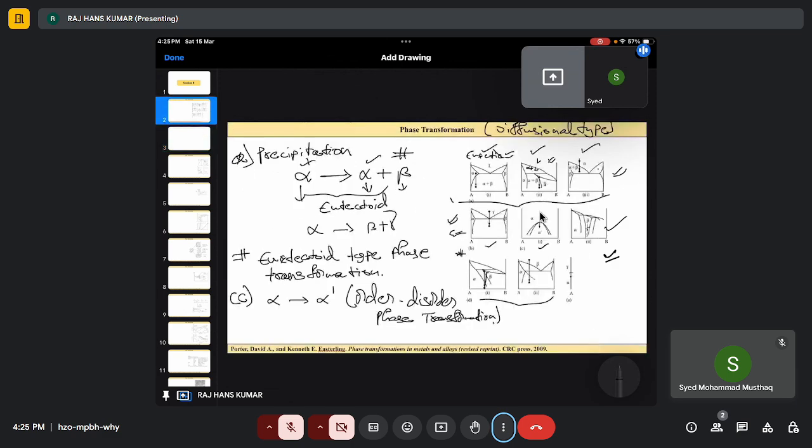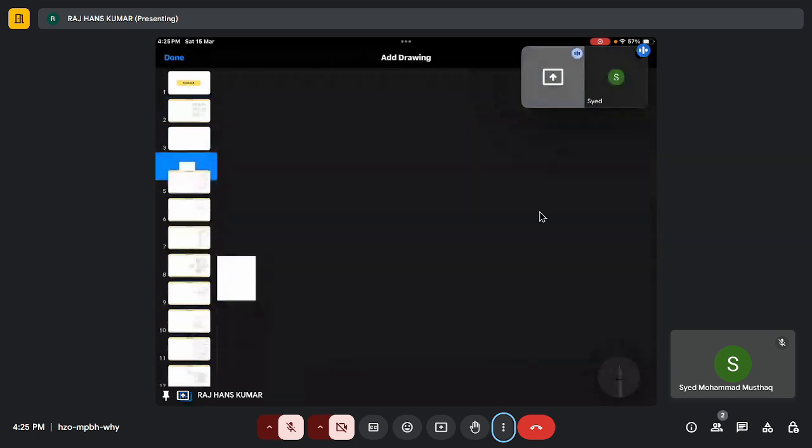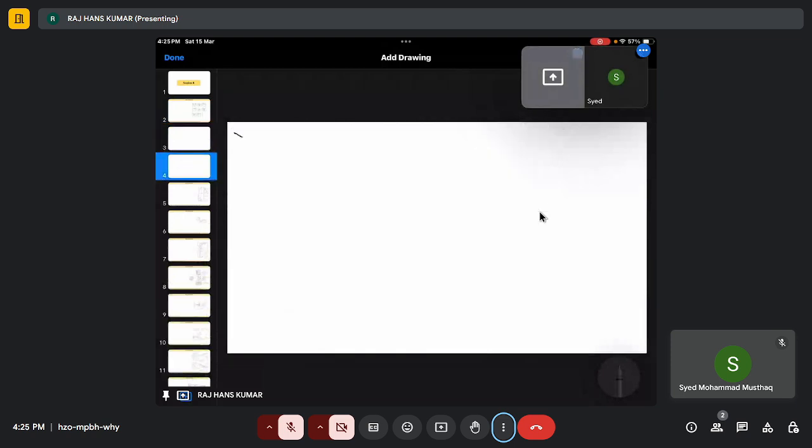The last one is gamma to alpha, and these are only for pure ones, right? So pure elements, polymorphic. That means let's say iron at room temperature is BCC, an alpha iron. When heated above 914 degrees centigrade, pure iron, I'm talking about pure Fe, this will turn into gamma FCC.